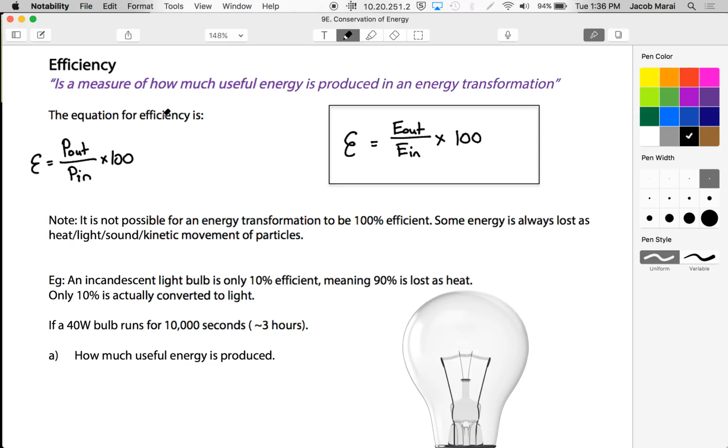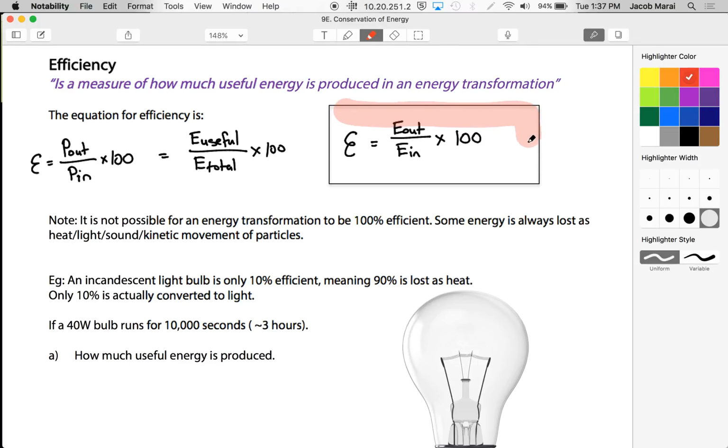Those t's would cancel because they're the same time value, so they're common on both sides of the numerator and the denominator. So you can look at power, how much effective power you get out of a car engine versus how much chemical energy you're transferring. You could also say, instead of saying energy out, you could say energy useful over energy total. Right? And the easiest example is given below.